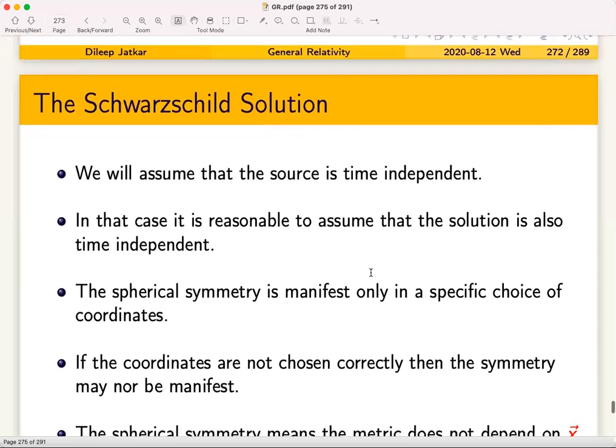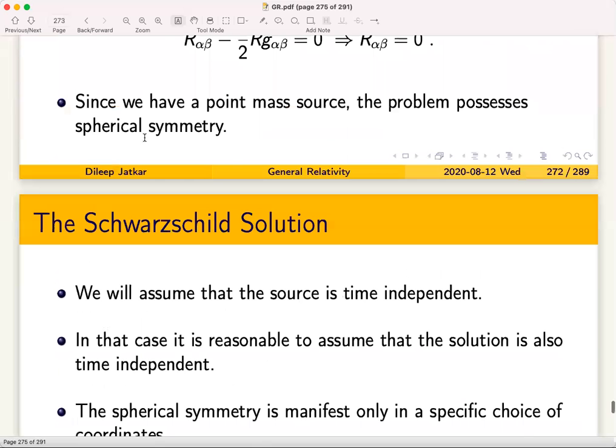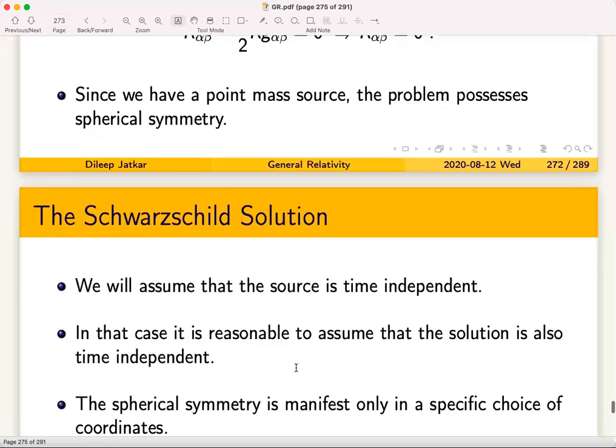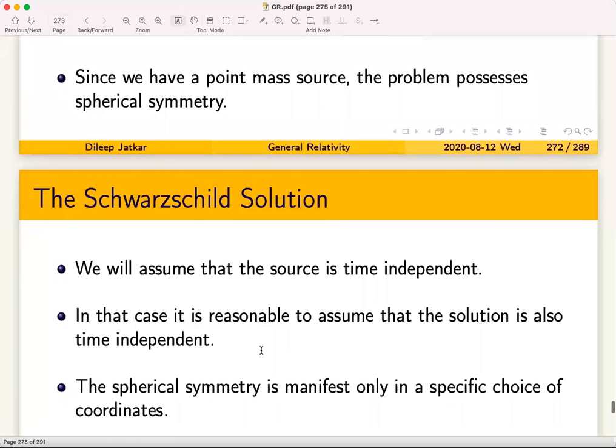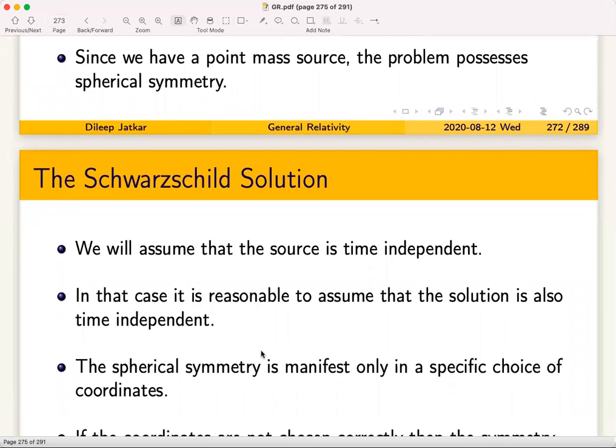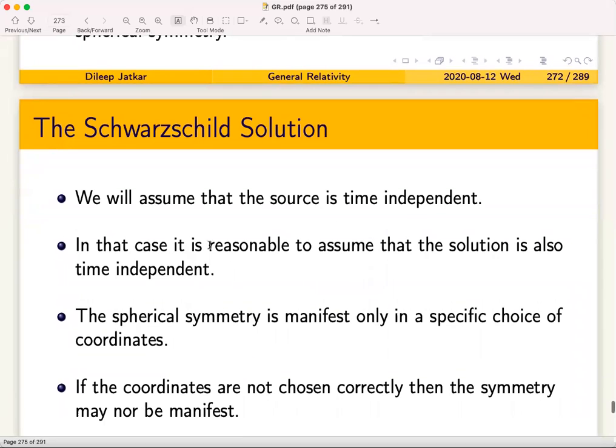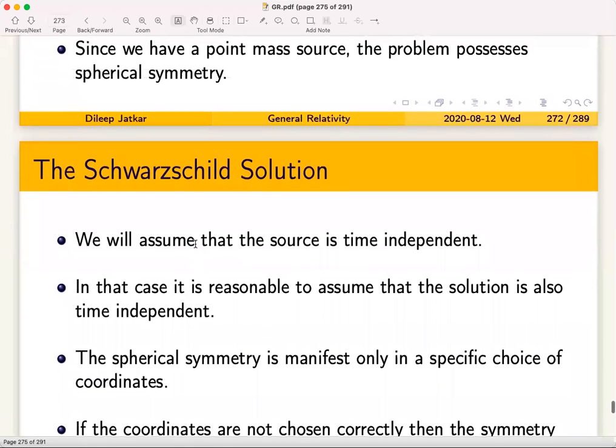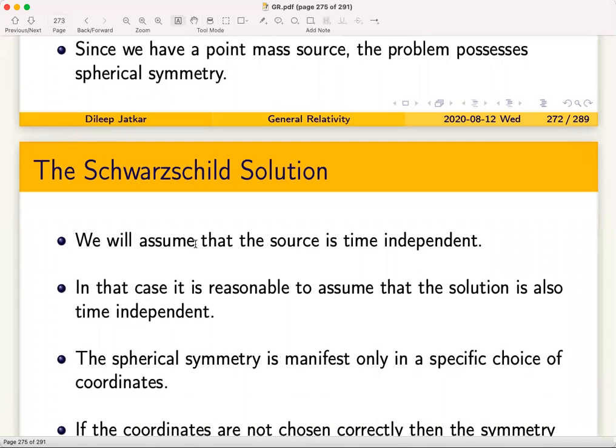So what we are going to do is utilize two symmetries. One is the spherical symmetry of the problem, which is the spatial aspect of the symmetry, and the other is the time independence of the source, which will tell us that the metric components that we would write down would be time independent. Given that these are two symmetries, we have already studied that these symmetries should be there no matter how you write down the metric.